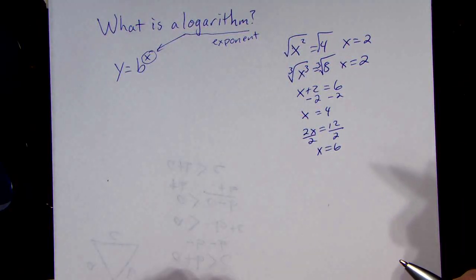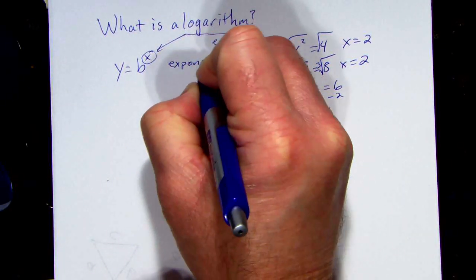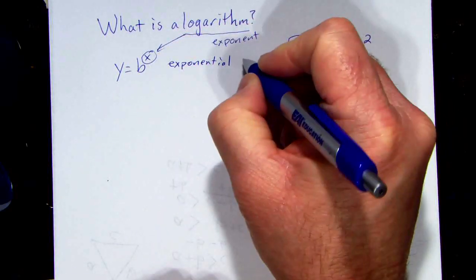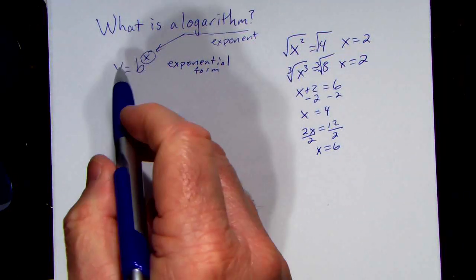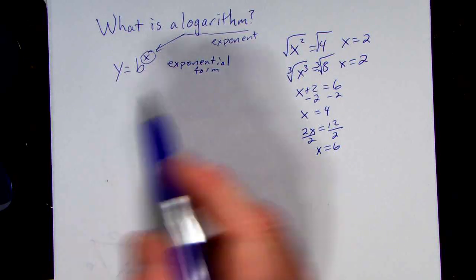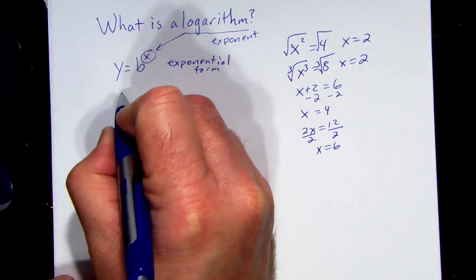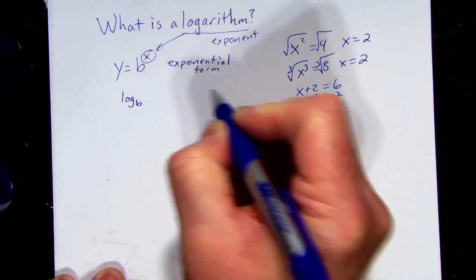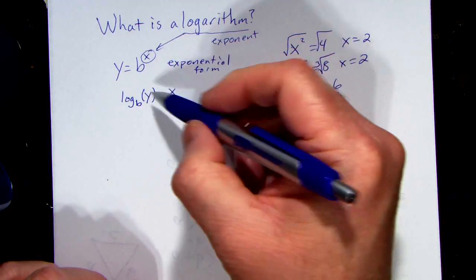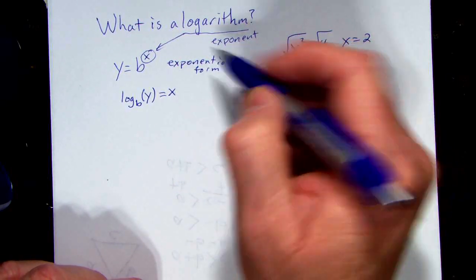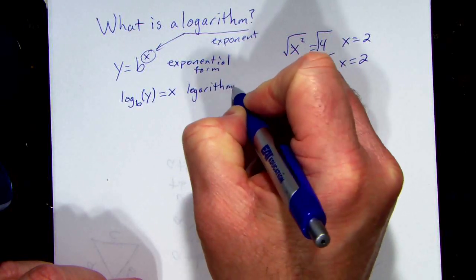Now, let's go back to y equals b to the x. This is an equation in exponential form. The variable is in the exponent position. If I wanted to translate this, that means rewrite it in an equivalent form, but put it into logarithmic form, the way I would write this is the logarithm, where the base is b, of y is x. So notice that the logarithm is the exponent, and that's what we were talking about before. So this is your logarithmic form.